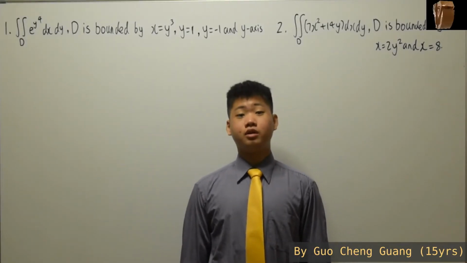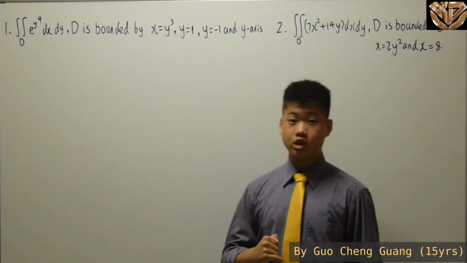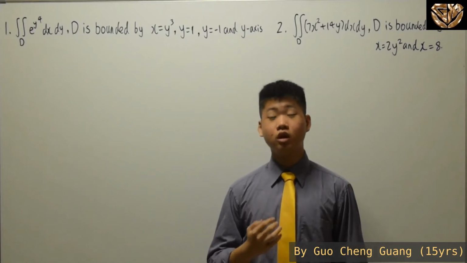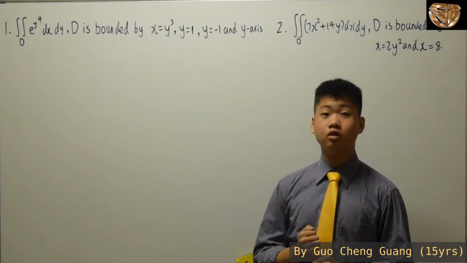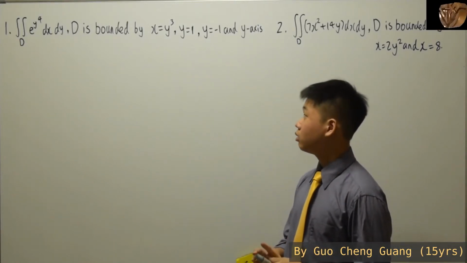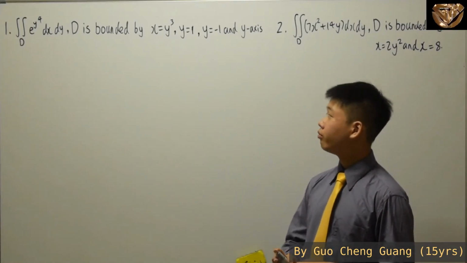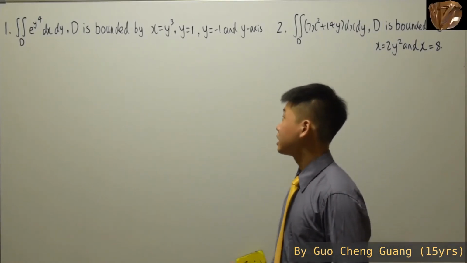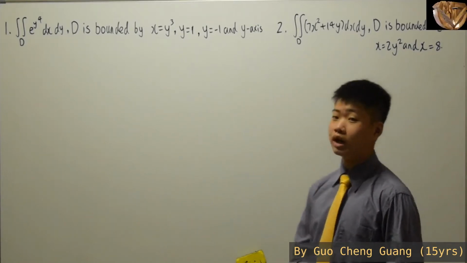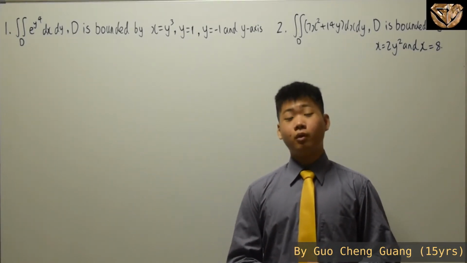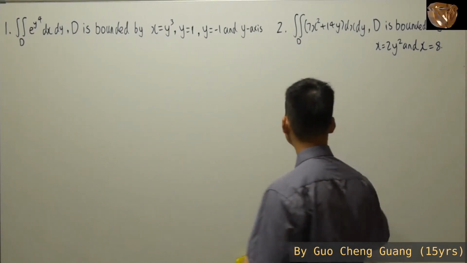In this lesson on the techniques and applications of definite integration, we'll take a look at these two questions on double integration. Right, so we'll take a look at the first example, where you have the double integral over the boundary D of e to the power of y to the power of 4 dx dy, where D is bounded by x is equal to y cubed, y is equal to 1, y is equal to -1, and the y-axis. So, when we first look at this question, we need to know what this boundary looks like.